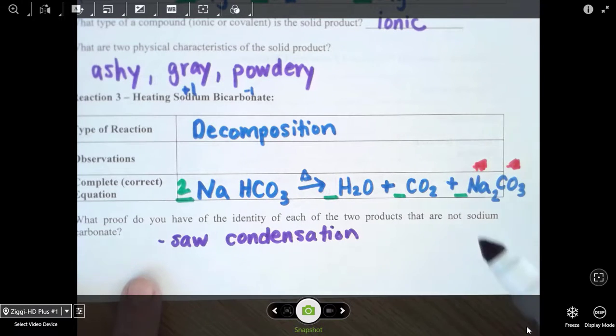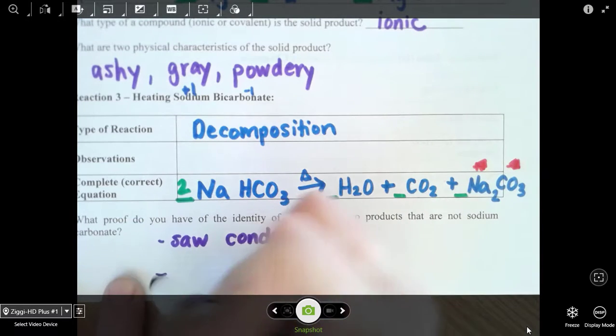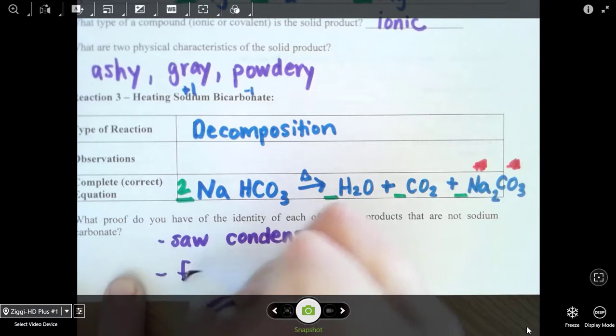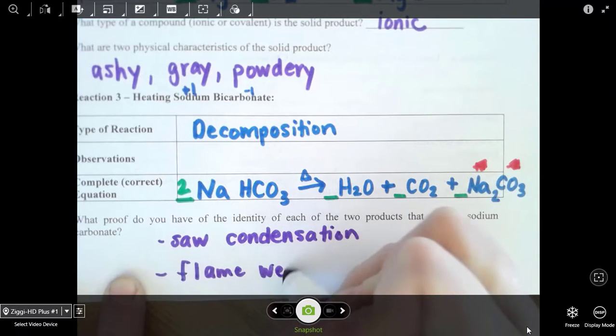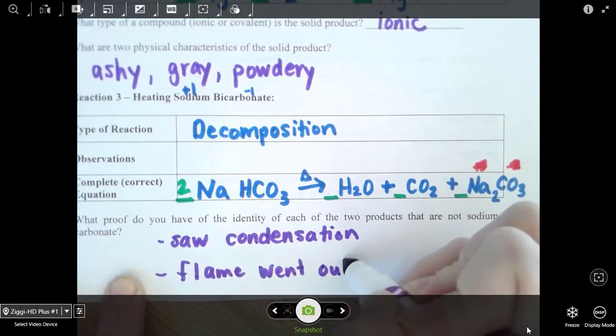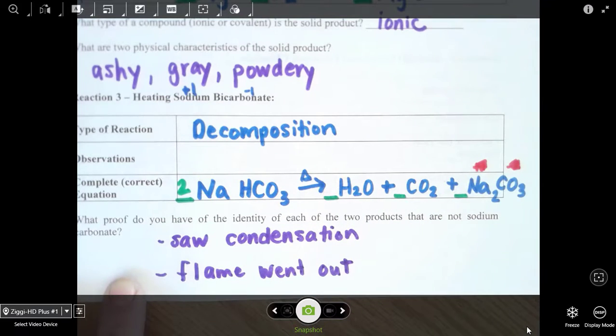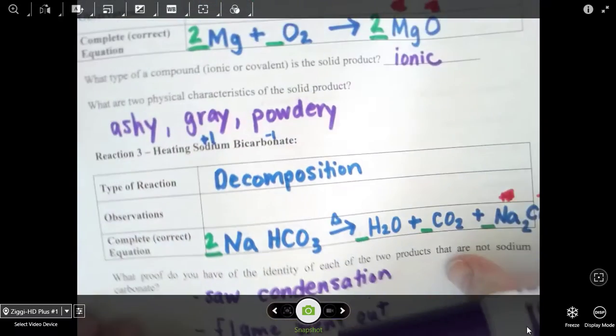How did we know we had carbon dioxide? The flame went out. We did our splint test and the flame went out. Okay, ready for the back.